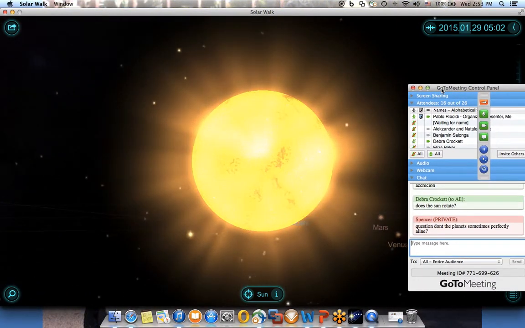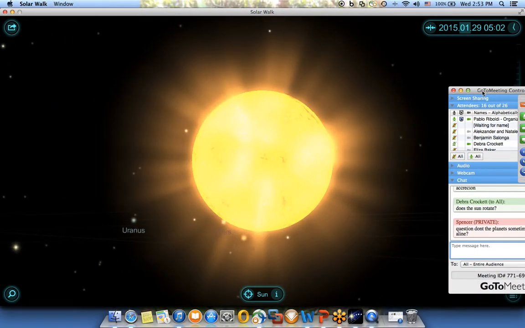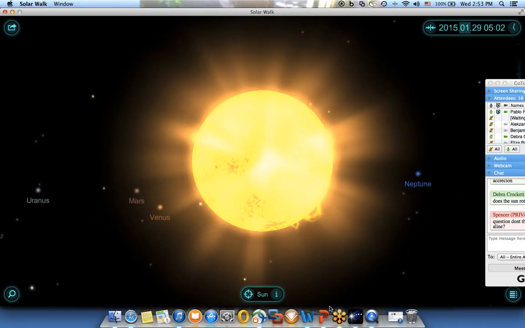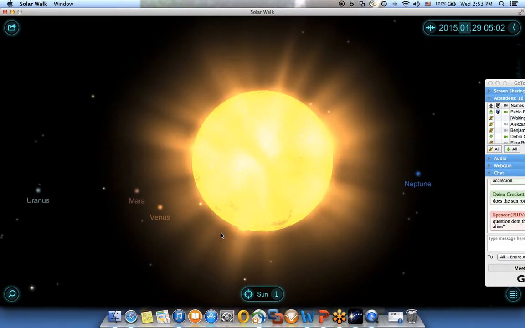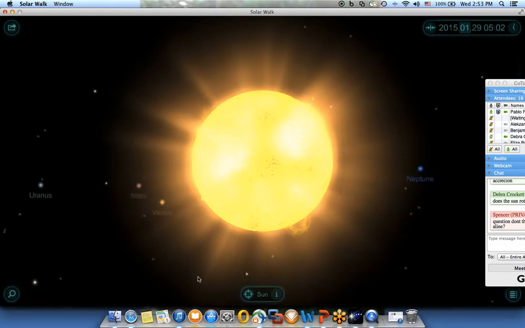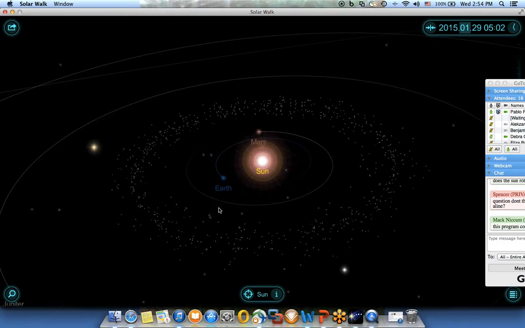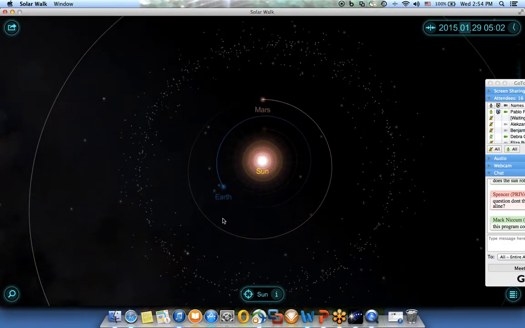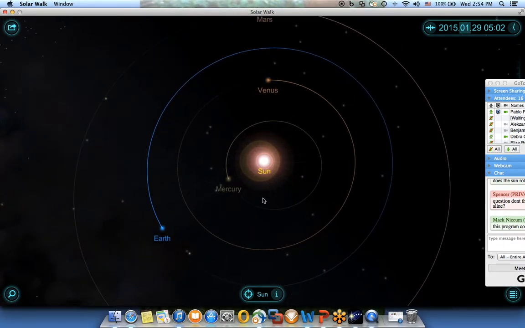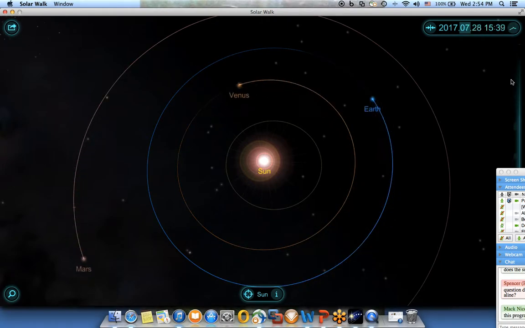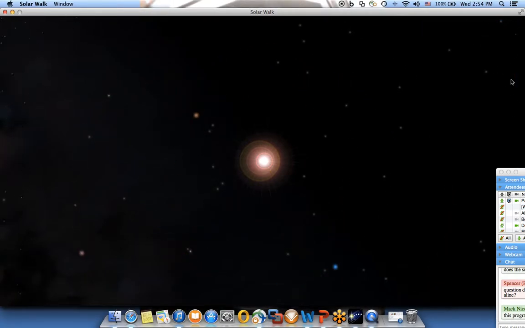Question: don't the planets sometimes perfectly align? The answer is pretty much no. Because of the third law of planetary motion, all the planets are moving at different speeds. Let's go a little bit further out again to see the orbits of the planets. Let me go further in to see the inner planets, and we'll move the timeline along. Because the planets follow this law, they don't move at the same speed, so it's very, very rare for the planets to align.